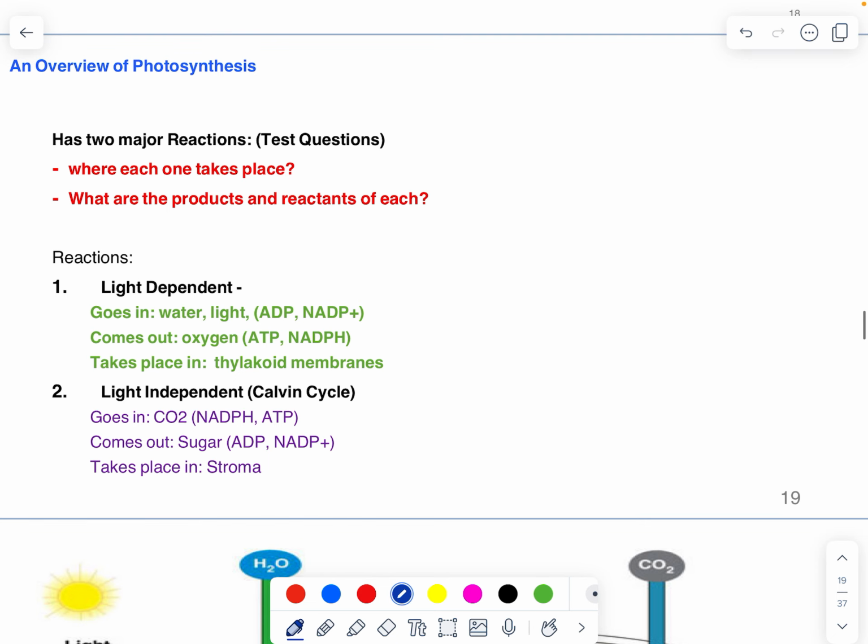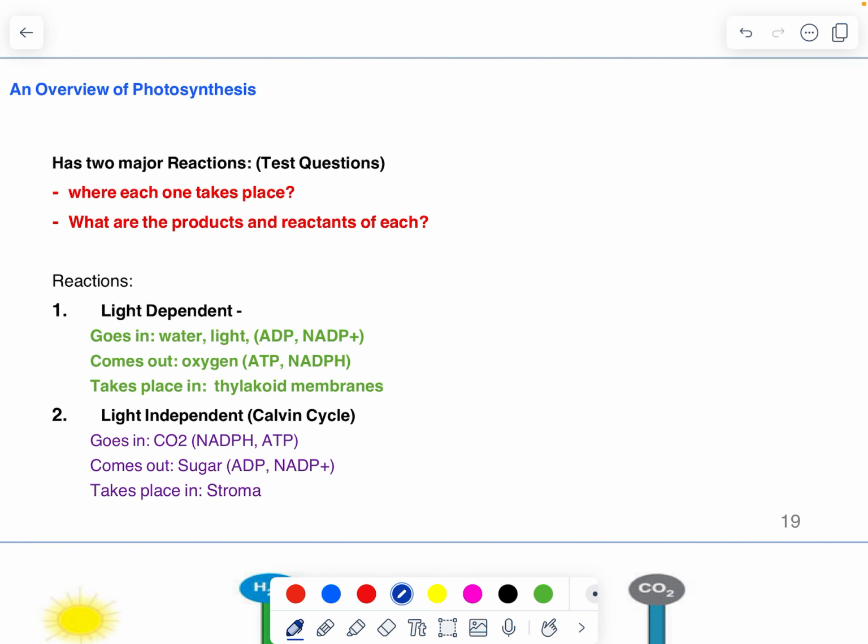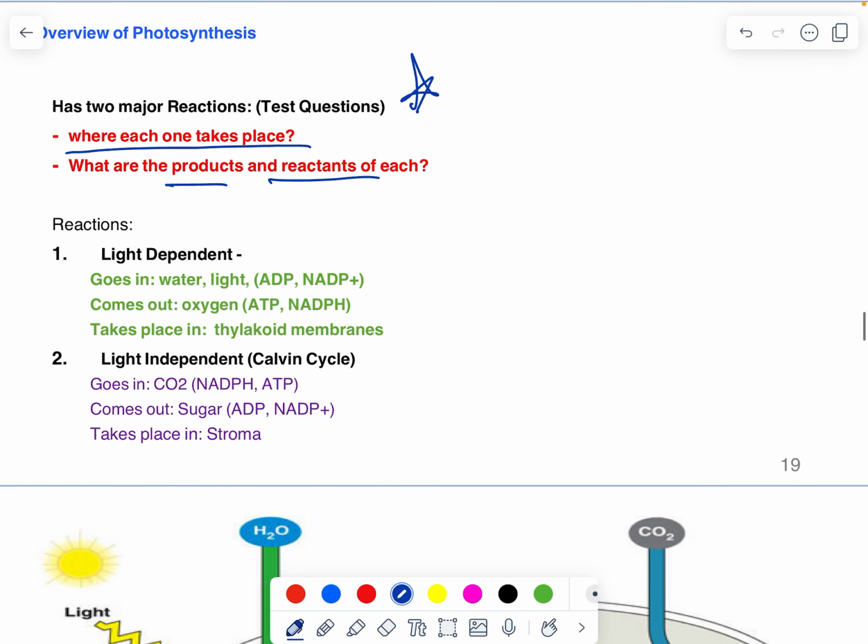So an overview of photosynthesis has 2 major reactions, and these are test questions, okay? So there's 2 major reactions in photosynthesis, light-dependent and light-independent reactions. So the first question we need to ask is where each one takes place, and then what are the products and reactants of each. If you know this, you're good to go, okay? And so I gave you a little summary here. So what goes in a light-dependent reaction is water and light, ADP and NADP+. Okay, so these are all note cards that need to be made. Oxygen and ATP and NADPH are what come out.